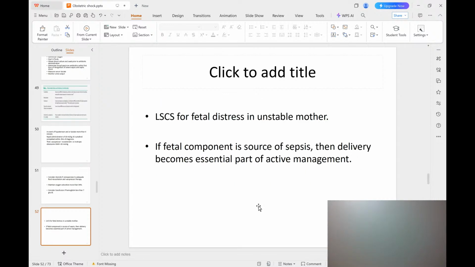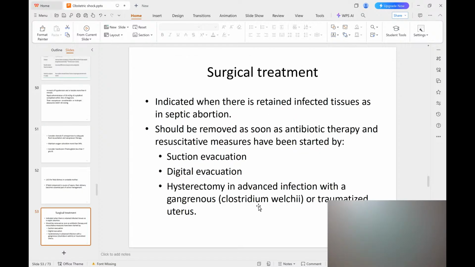For fetal distress or unstable mother, LSCS can be done, and if the fetal component is the source of symptoms, then delivery is essential. When there is retained infected tissue, it should be removed as soon as therapy is started, by suction evacuation, or hysterectomy in advanced infection with gangrenous or traumatized uterus.